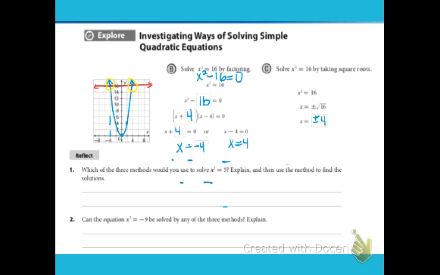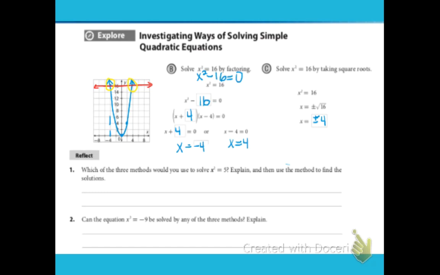So we can see in a graphic form how there are these two solutions. We can see it by having two different factors in the factoring method. And then we can see, because we know there are always two square roots of any positive real number, that in this case as well.